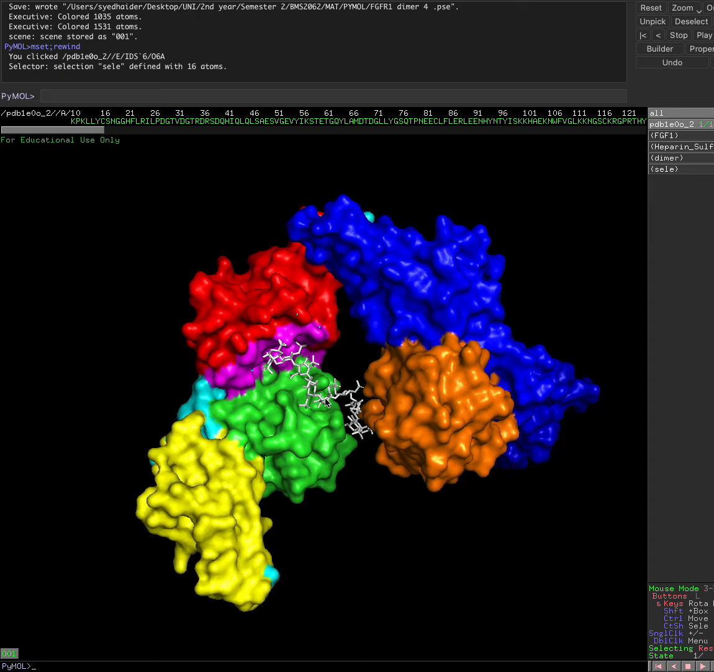Therefore, mutations affecting the Ig2 domain, the heparin binding region, and heparan sulfate proteoglycan can also modulate FGFR2 function and lead to conditions such as Crouzon syndrome.